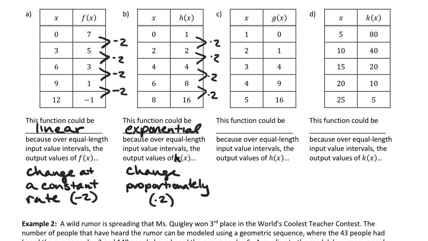Okay. Can you guys tackle tables C and D for me? And there is a typo in C. This should say g of x, my bad. Okay, I want you to do those 2 tables. Try to determine what type of data would be represented by that data set.